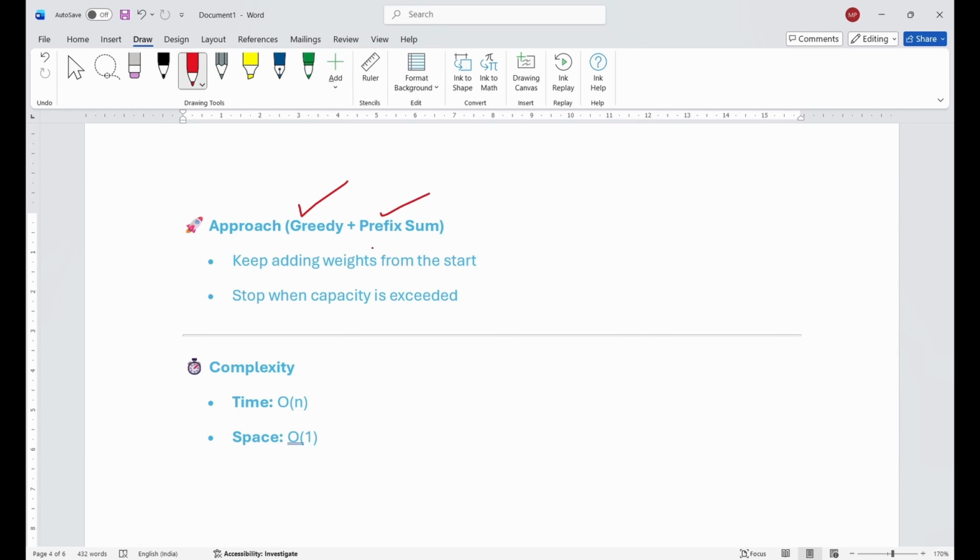And also we are using the prefix method, that is finding the sum of previous weights in order to give permission to the current person whether he can enter the boat or not. So what our approach is doing, we keep on adding the weight from the start. We'll start with the first person, we'll try to add him to the balloon. If we can add him, we'll add, if not, we won't. Then stop when the capacity is exceeded. Whenever the capacity of the balloon is exceeded, we'll stop then.